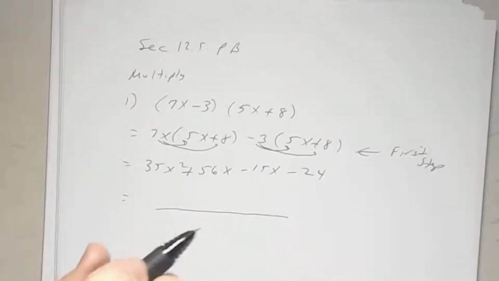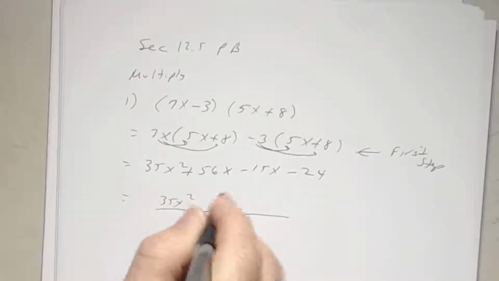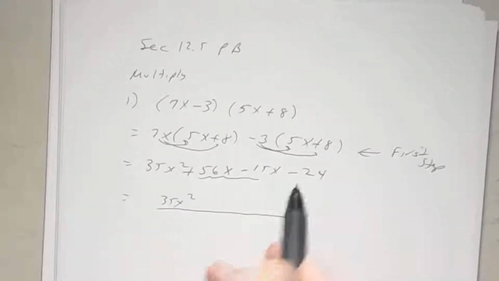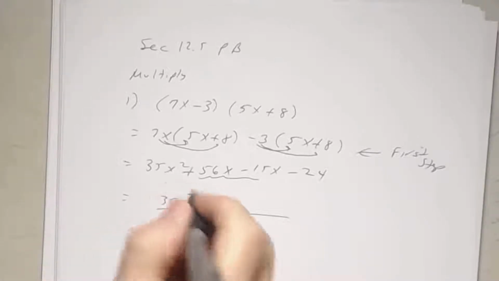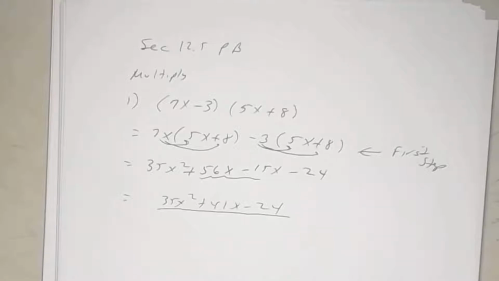I didn't say anything about putting it in descending order, but let's just go ahead and do that. So I have 35x squared. Now when I combine the outer and the inner, what's 56x? And remember, you have access to a calculator. What's a positive 56 and a negative 15? 41. So it'll be plus 41x, right? And then minus 24.